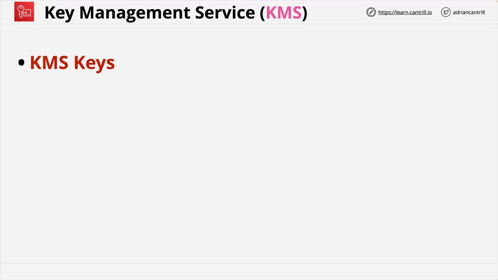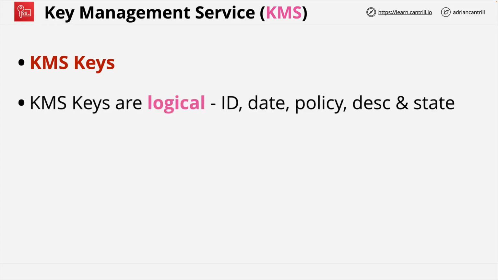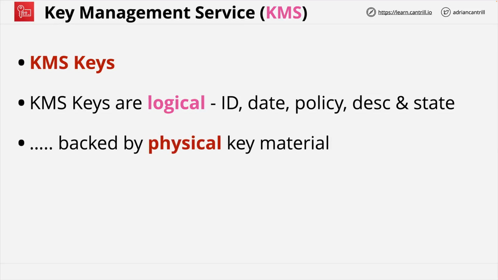Now, they're logical. Think of them as a container for the actual physical key material, and this is the data that really makes up the key. So a KMS key contains a key ID, a creation date, a key policy, which is a resource policy, a description, and a state of the key. Every KMS key is backed by physical key material. It's this data which is held by KMS, and it's this material which is actually used to encrypt and decrypt things that you give to KMS.